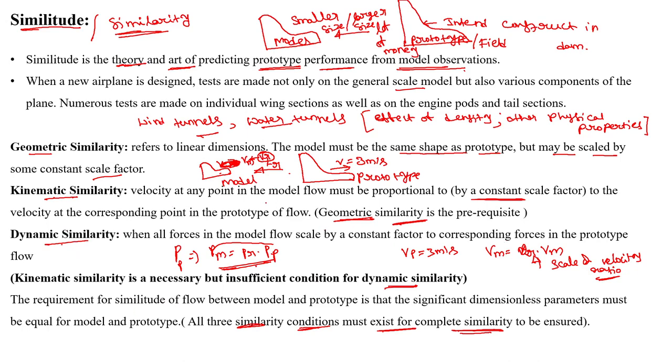In another way, we can say that all the significant dimensionless parameters must be equal for the model and prototype. So if we need to build a model in such a way that all three similarities exist, and some of the famous dimensionless parameters must be the same, we can see in the next slides what our dimensionless parameters are.